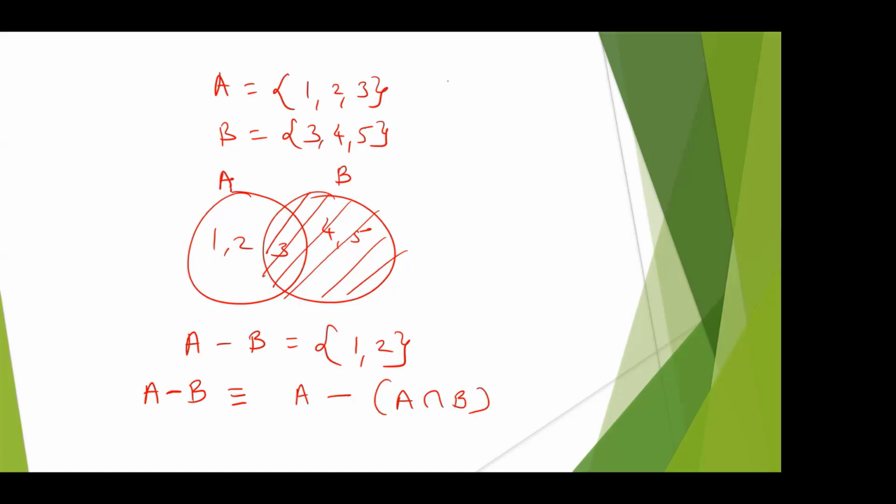Now, how about B minus A? Anyone, what will be B minus A? So again, 3 is common. So now 3 we have to remove from B. So it will be 4, 5.